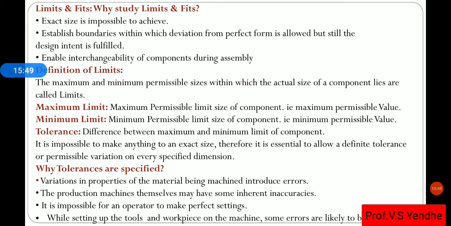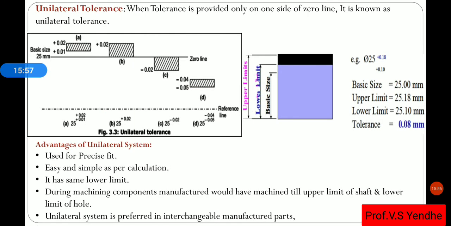These definitions we have seen, why tolerances are specified. This is also we have seen. Then types of tolerances: unilateral tolerances and bilateral tolerances. So first type, when tolerance is provided only on one side of the zero line.